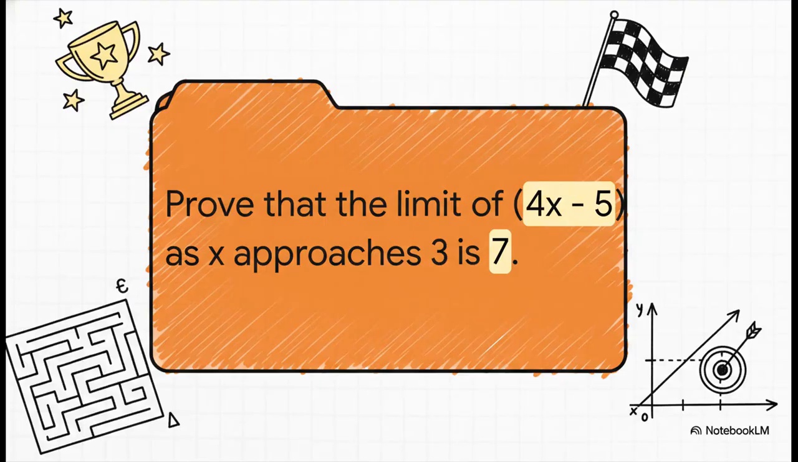So here's our challenge. Prove that the limit of the function 4x minus 5 as x approaches 3 is 7. Our goal is to find a winning strategy, a formula for delta in terms of epsilon that will work no matter what our opponent throws at us.